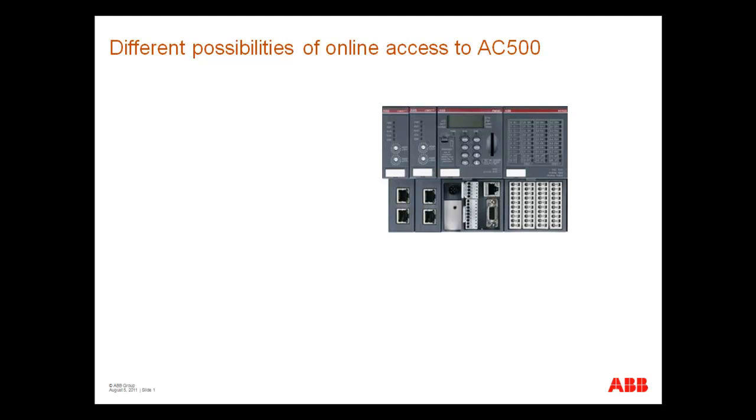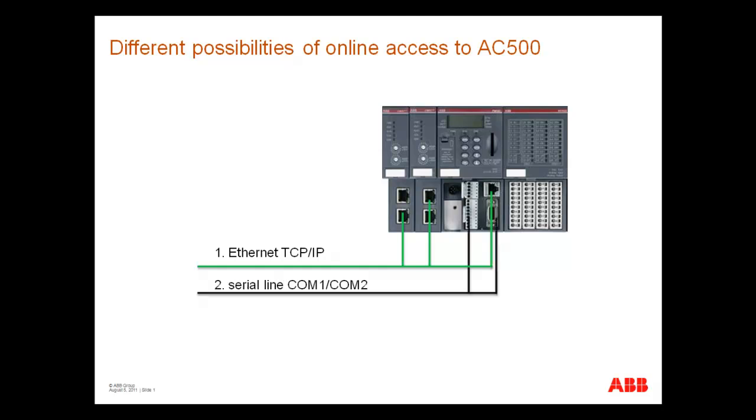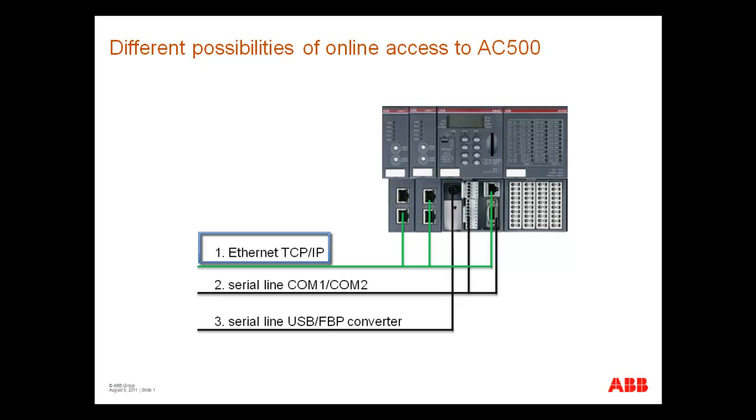For online access, you can use different interfaces available on the controller, or additional communication modules. First, you can use Ethernet TCP/IP, the most widely used today, or serial interfaces COM1 or COM2. And last, via the field bus plug interface available on the controller. For our demonstration, we will configure and use the Ethernet TCP/IP interface.